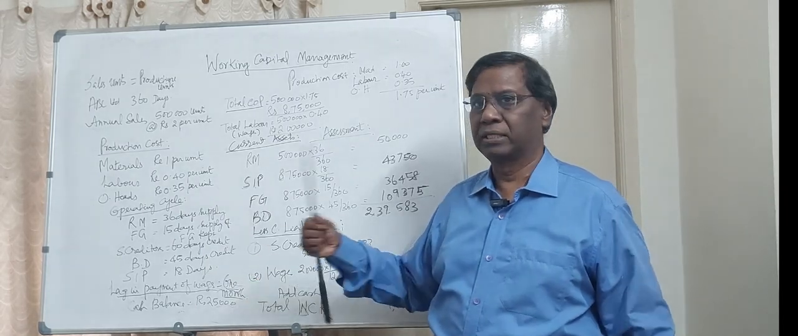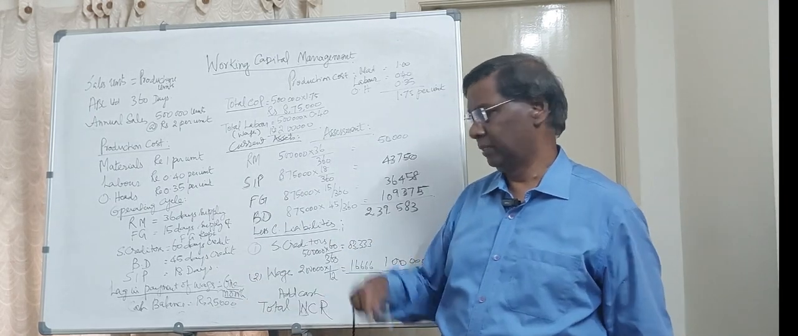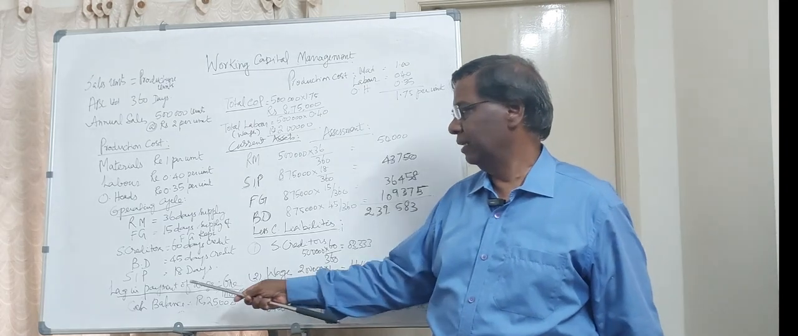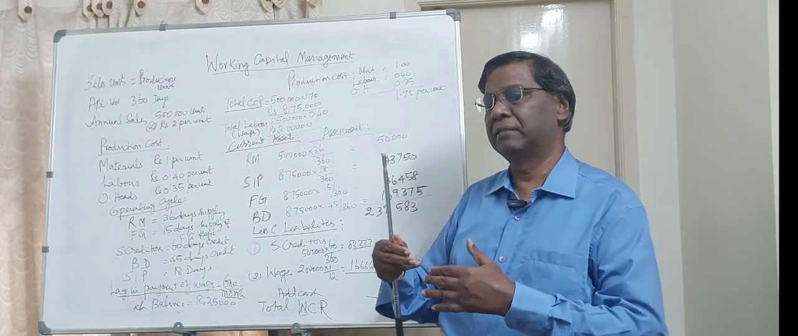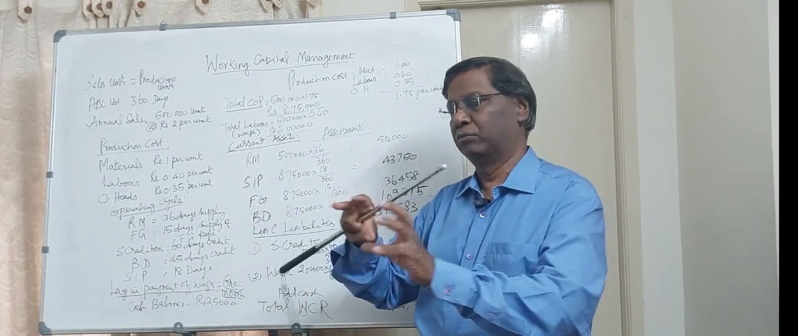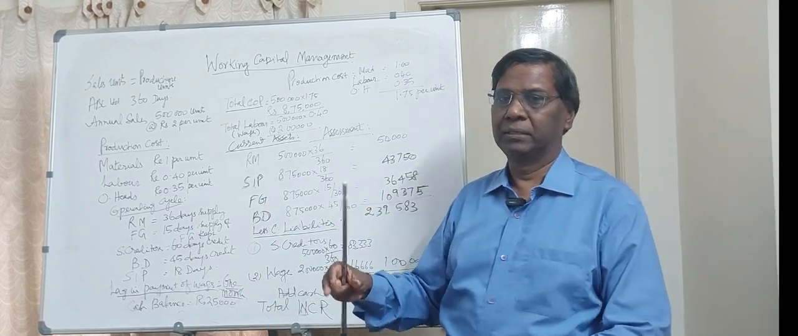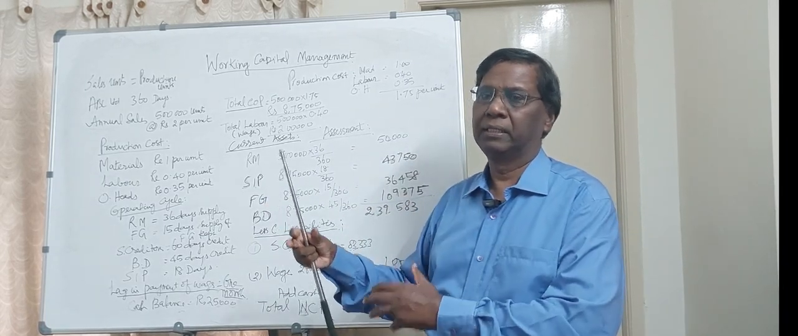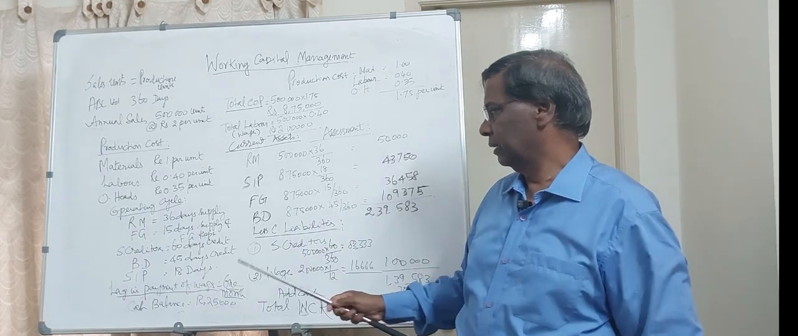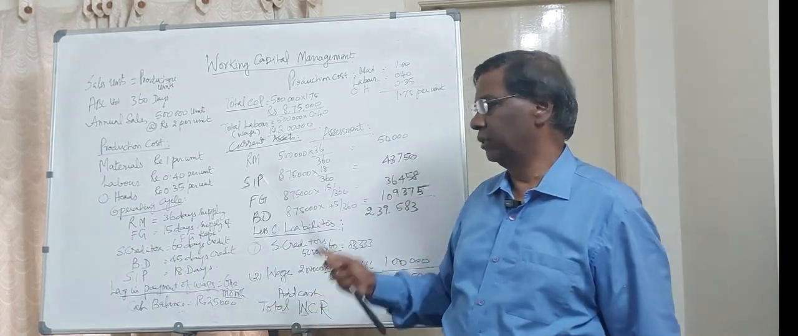Then stock in process: in the machine, the process will take 18 days. Then again, lag in payment of wages, 1 month. We are just deferring, postponing it. So today's wages you are just paying in the next month, 1 month deferring. Then again, cash balance for exigency, they are giving 25,000.